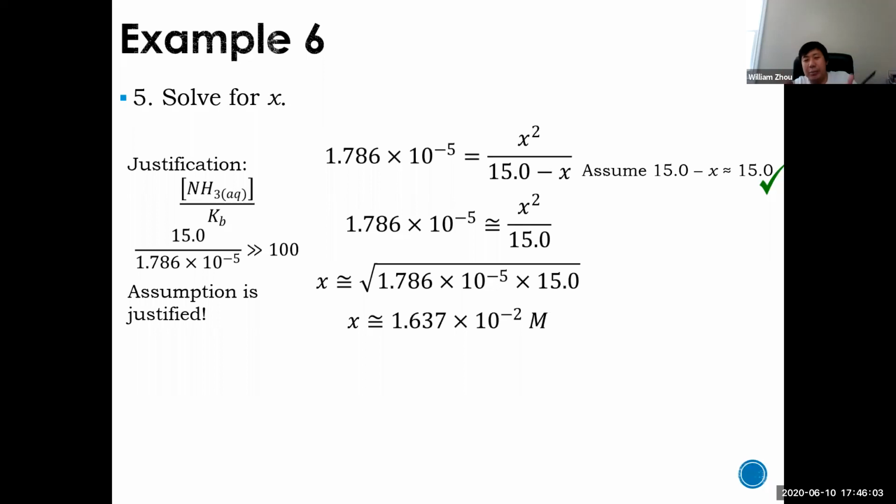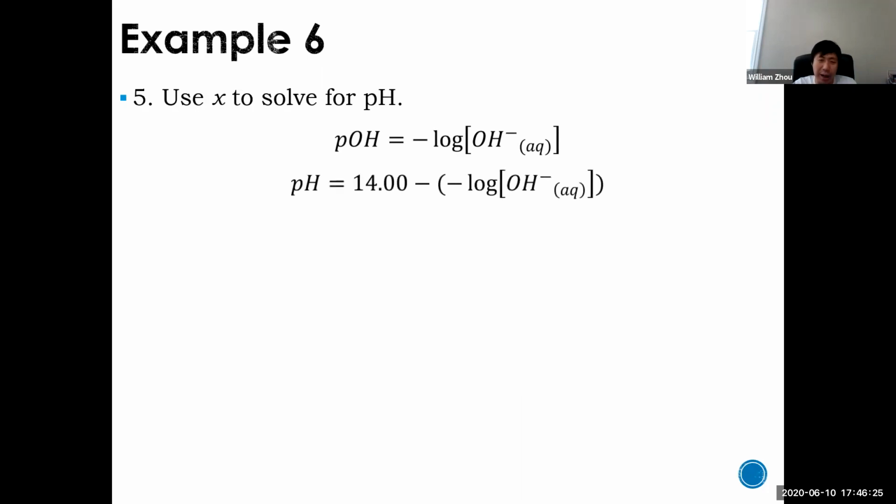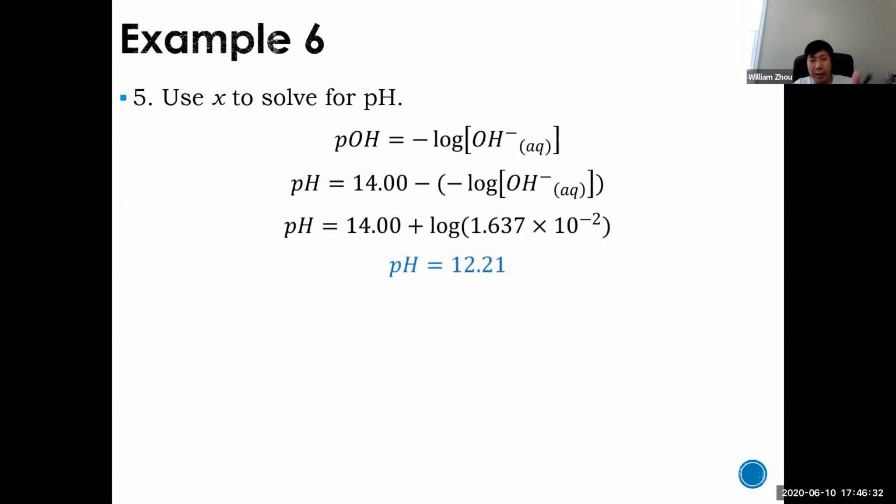You have to understand what X is. What did you just solve? Okay, check with the ice table. You just solved for the hydroxide concentration. OH concentration is 1.6 times 10 to the negative 2. You can then calculate the pH. POH is negative log of OH, so pH is 14 minus the POH. The double negatives cancel. You have 14 plus log of hydroxide, and you get 12.21. Okay, 2 sig figs, 2 decimals.